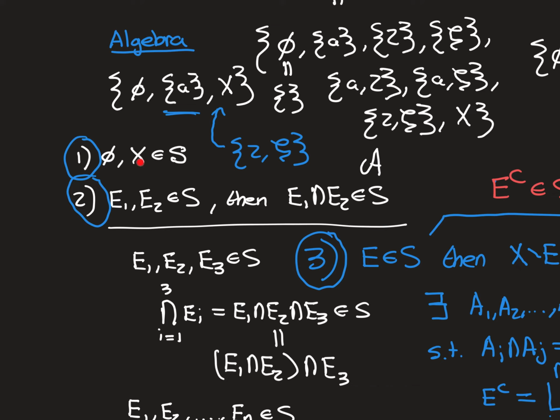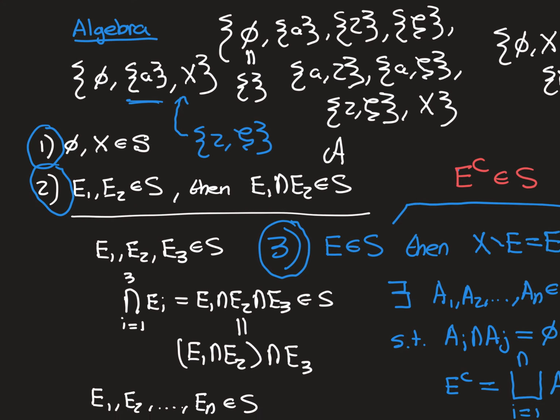So the empty set and the whole set have to be in them, both for semi-algebra and algebra. Then it has to be closed under intersection. So if you take any two elements in this class and intersect them together, it has to be back in that class. It can't give you something that's outside of the set of subsets. And that's true for both semi-algebras and algebras, that they have to obey that one. So 1 and 2 are the same for semi-algebras and algebras.